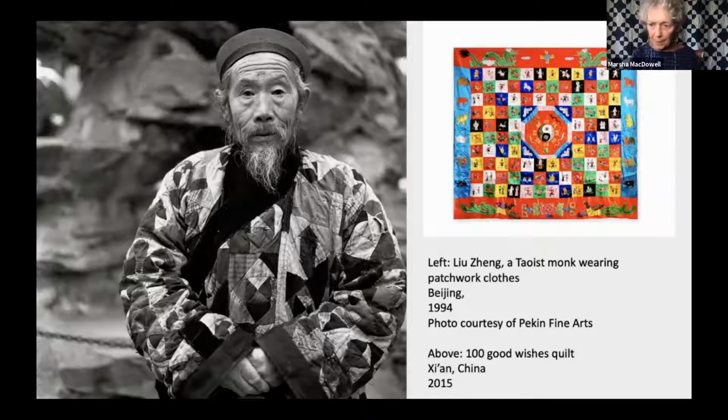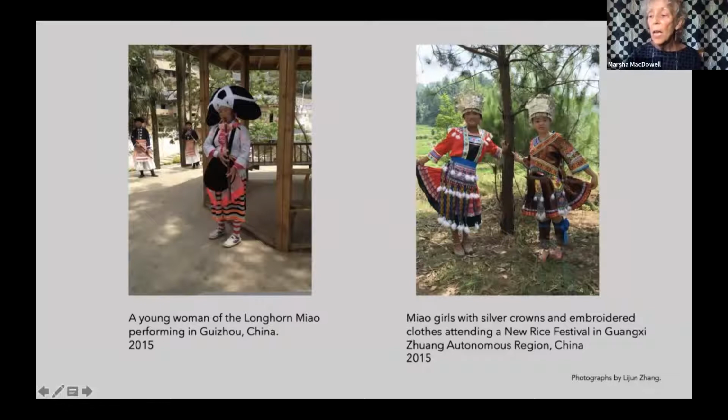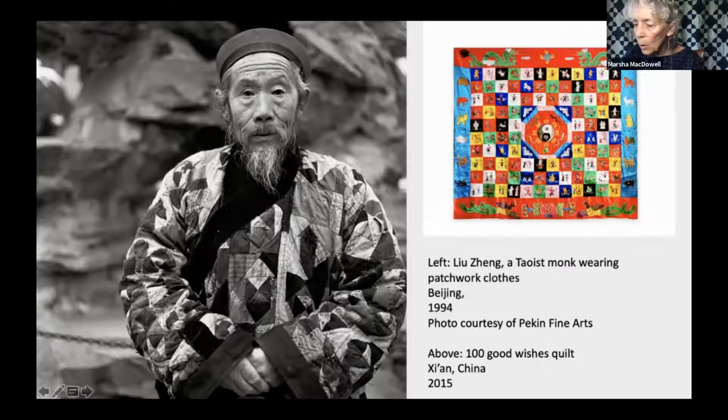Before that, I just want to say, in some parts of China, bed covers or items of clothing are made for a new child out of pieces of fabric contributed by friends and family, figuratively representing the notion that it takes a village to raise the child. These textiles are sometimes called, Lijun, I need your help saying the word, Baijiebei, or 100 families bed covers.